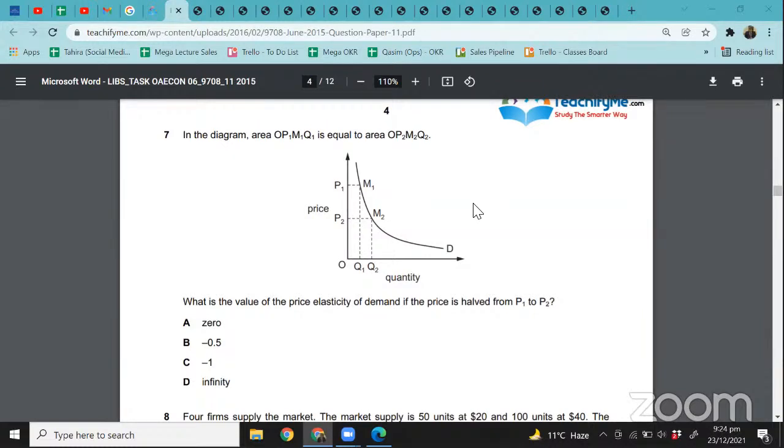What does the area below the demand curve show? No one? Okay, think about this, students. It should be intuitive. The area below the demand curve shows you the revenue, right? How so? Let me show you. The area below the demand curve shows you the revenue.